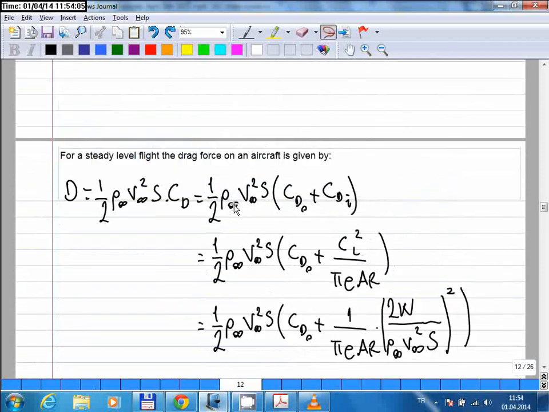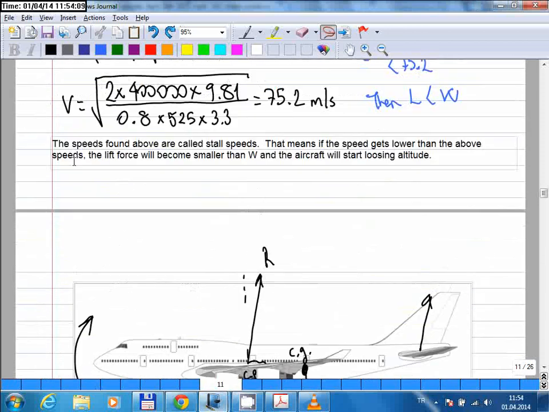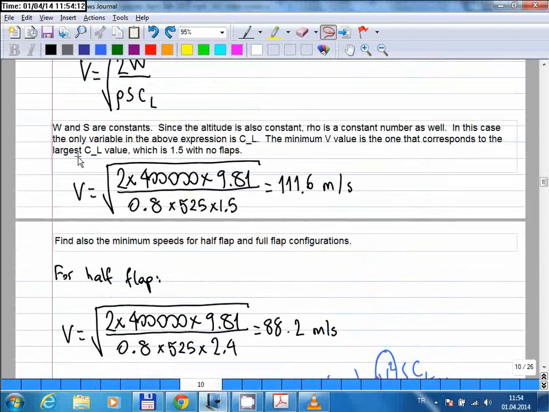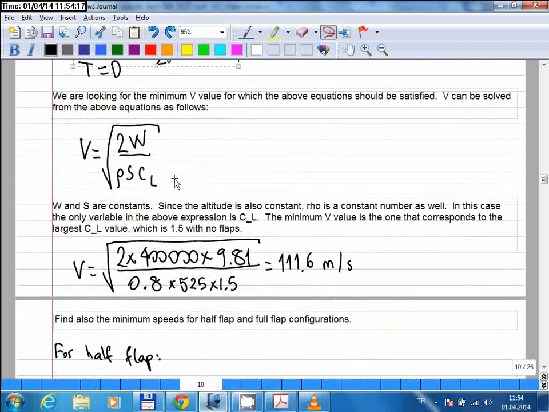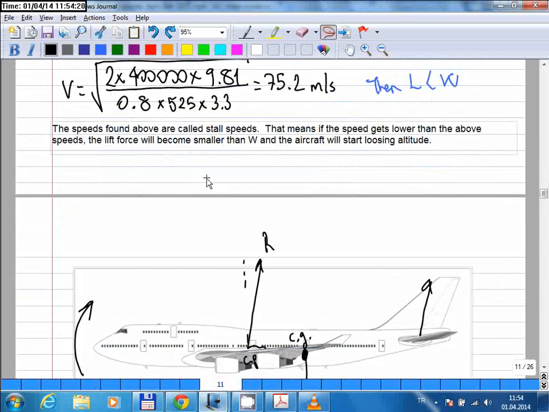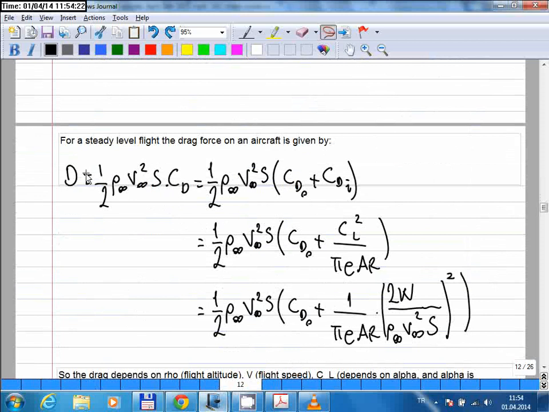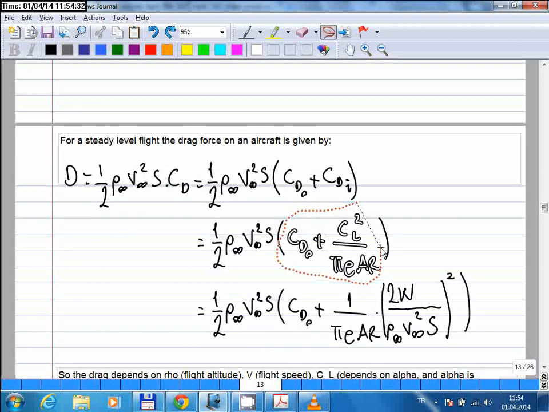Okay, now let's continue with our equations. So in the previous example, we just used the lift equation, right, for calculating the stall speed. We only used this part, this equation. So let's take a look at the second equation as well. This is the drag equation. And in the CD, the drag coefficient, if I put in the drag polar expression, now there's a connection between the lift equation and the drag equation. Now I have CL here, okay?